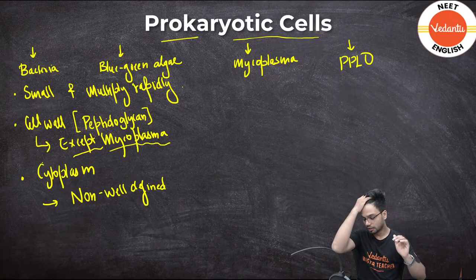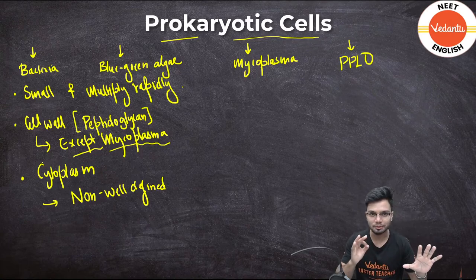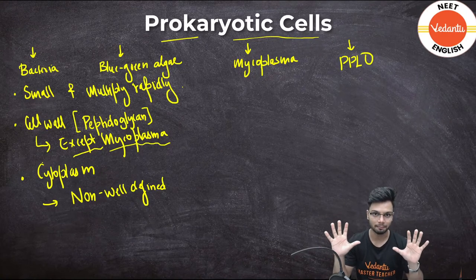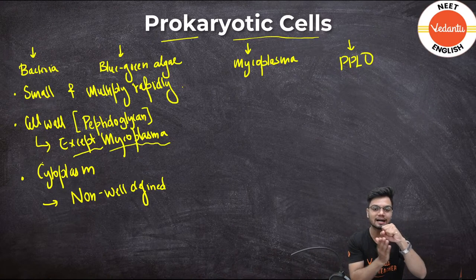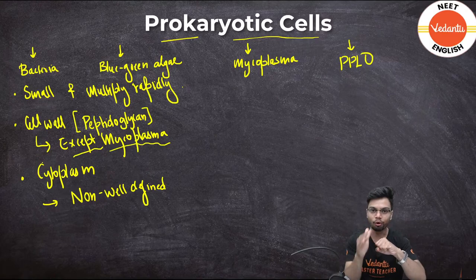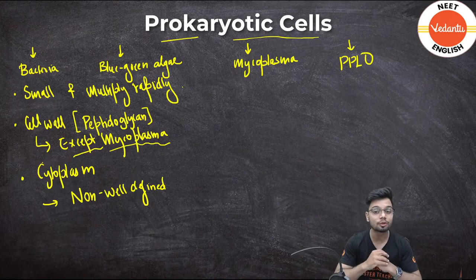Now we have gram-positive bacteria, and we also have gram-negative bacteria. I told you every bacteria has a cell wall. The cell wall has peptidoglycan. Along with peptidoglycan, a lipid layer is also present.